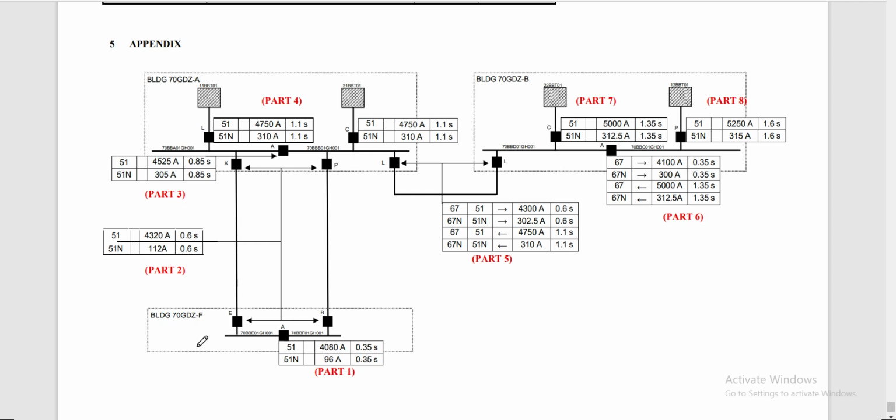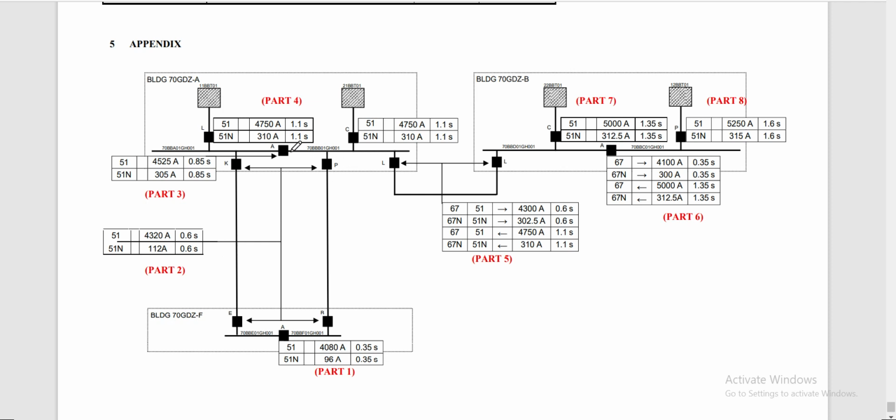So this section here, we prepared a separate video and we called it part 1 of 8. This is for the bus coupler and this outgoing feeder for this 11 kV switchgear of building A, and the incomers of 11 kV for the 11 kV switchgear of building F. This is a separate section, and we already prepared a video dedicated to this relay setting calculation, and we called it part 2 of 8.